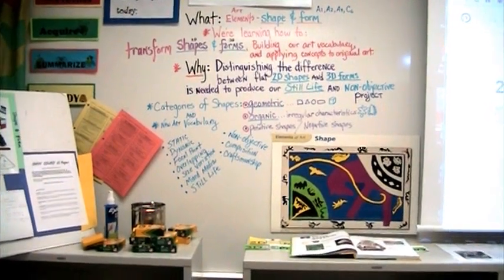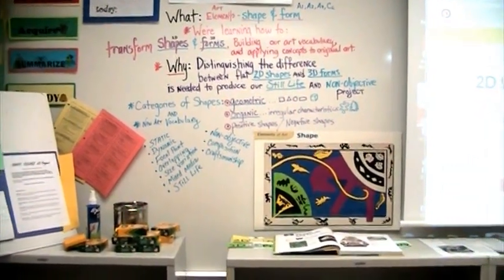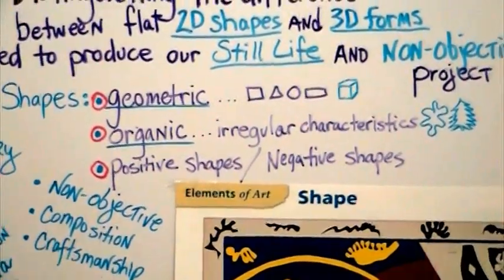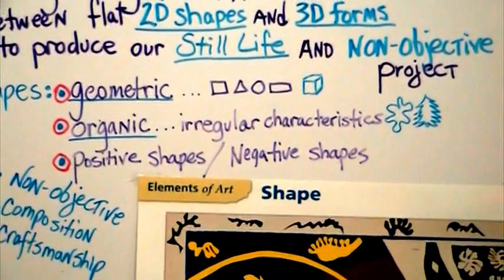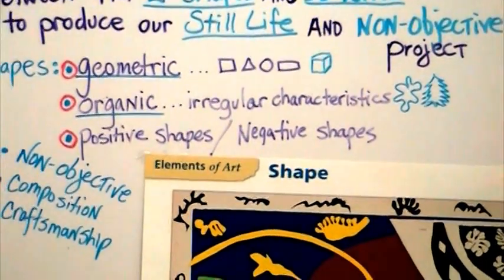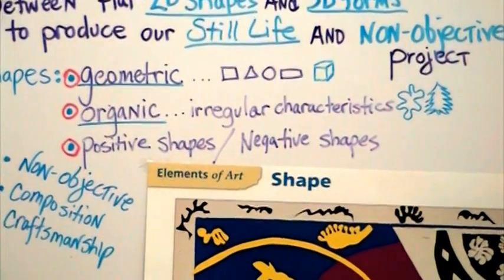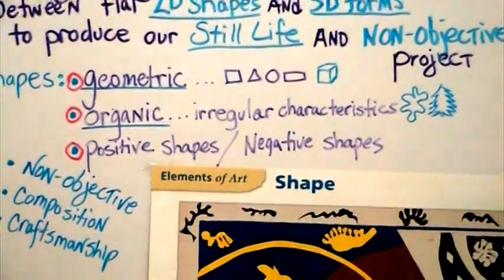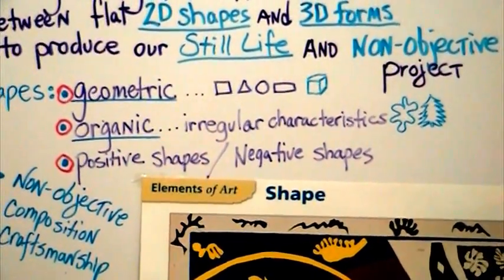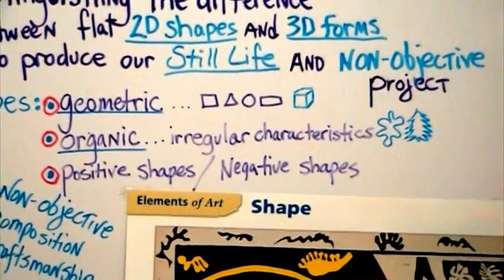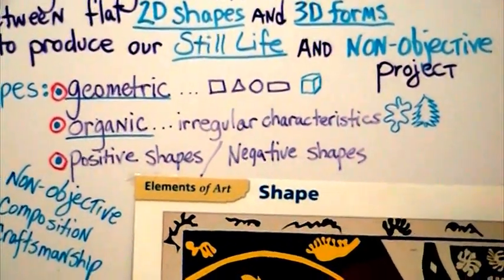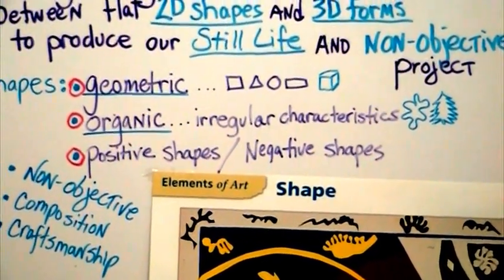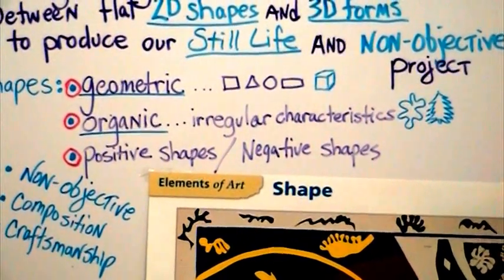And we went over the basic categories of shape with discussion. So we talked about geometric and organic shapes. Geometric, you can name these shapes such as square, triangle, circle. They're regular. A geometric form would be a cube. A geometric shape is a square. A geometric circle is a shape, and a geometric form is a sphere. A geometric shape of a triangle is a triangle, and a geometric form would be a pyramid or a cone.